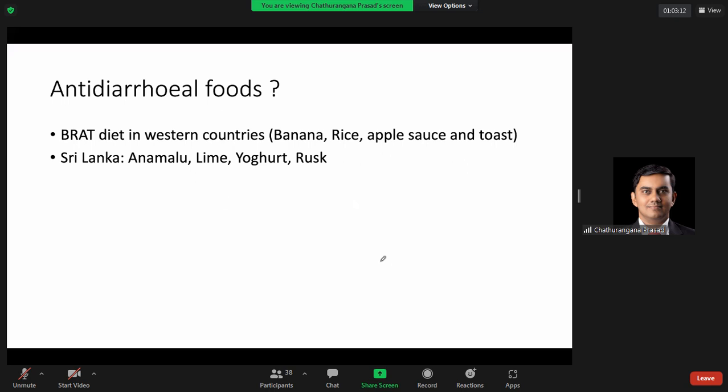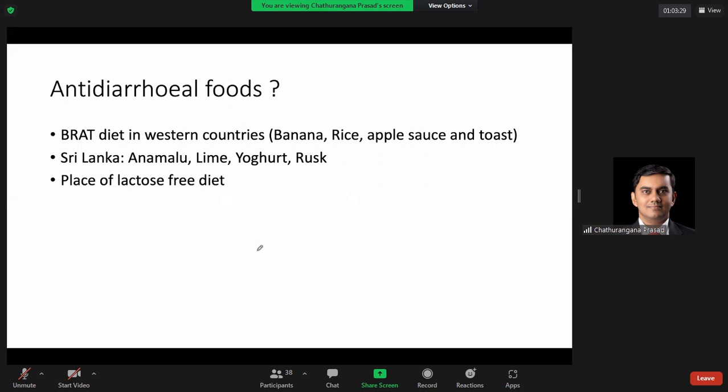Anamalu also has potassium, and as you probably know, when there's diarrhea, lots of potassium is lost. Lime juice, yogurt, rusk. Once you start clinicals, if you get a diarrheal patient, you will find in the BHT that the nurses have prescribed a diarrheal diet. So this is what they get: anamalu, lime, yogurt, and rusk.